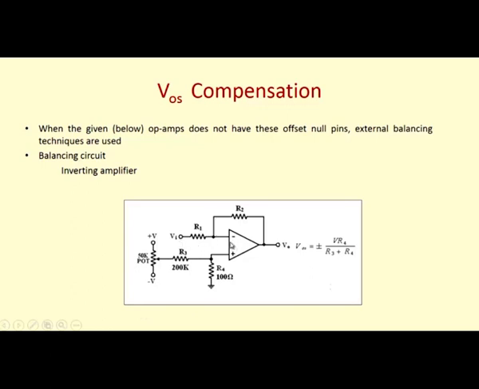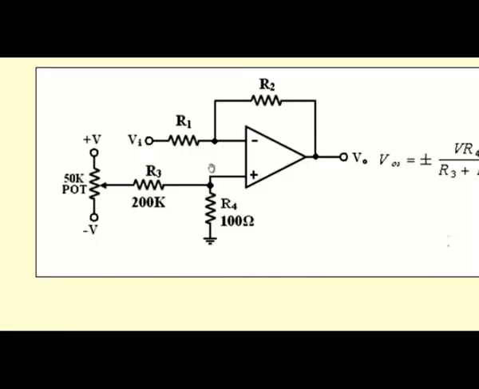So, this is the inverting amplifier where the signal is given to the negative terminal, and to the positive terminal we are giving a balancing circuit, that is, the potentiometer is connected across two power supplies plus V and minus V. The value of the potentiometer is 50K, and a wiper is connected to the positive terminal through the resistor R3 of 200 kilo ohms.